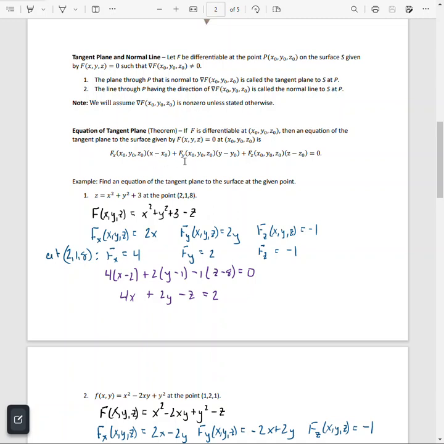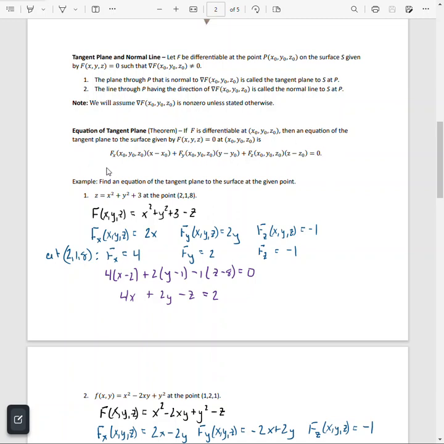The partial derivative of capital F with respect to y at the initial point multiplied by the change in y, right? It's always times a change, partial derivatives, changes. And then the partial derivative with respect to z at the point times z minus z naught, right? So this is very repetitive, very standard, equals 0.